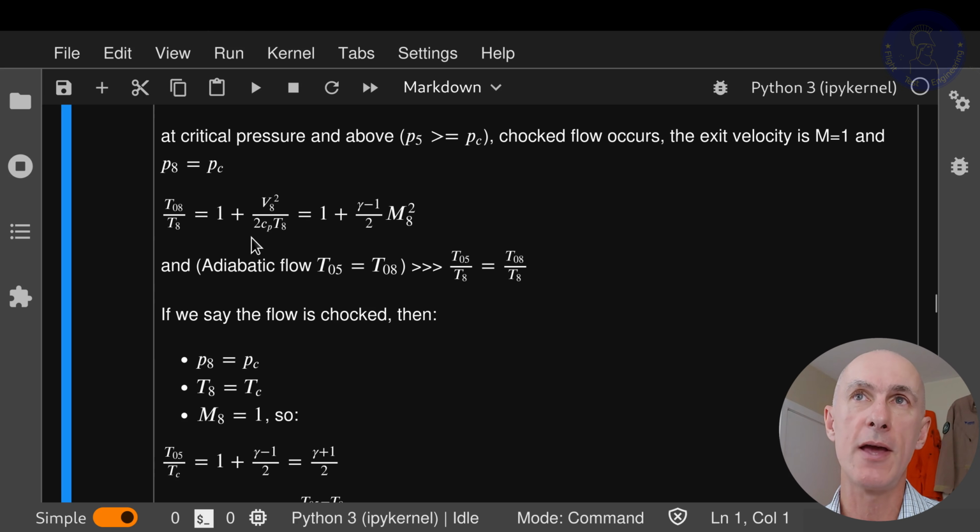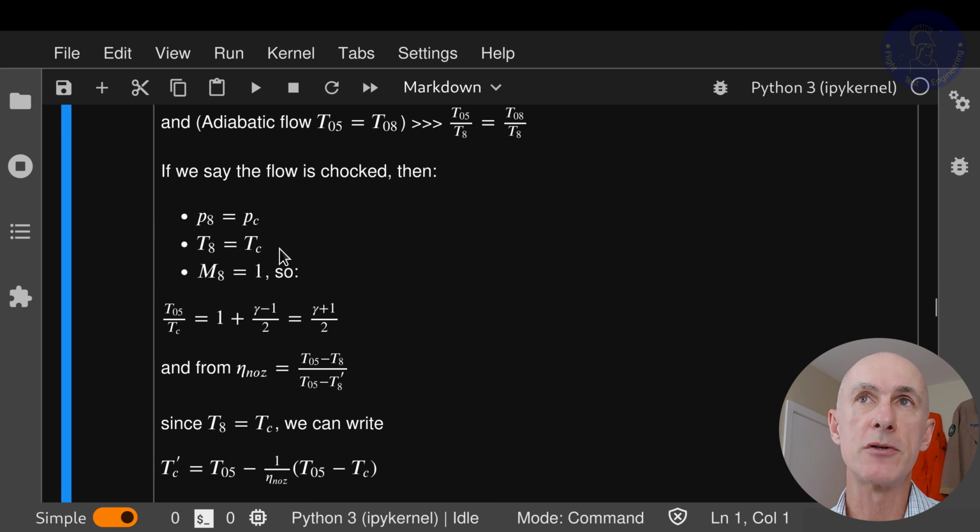If we recall the energy equation and write the relationship between total and static temperatures, we get T08 over T8 is 1 plus V squared over 2 Cp T8, which can be written in terms of Mach as 1 plus gamma minus 1 over 2, Mach squared, right there. And because we assumed no heat exchanged through the walls, T05 is equal to T08. And so the ratios are also equal. T05 over T8 equals T08 over T8.